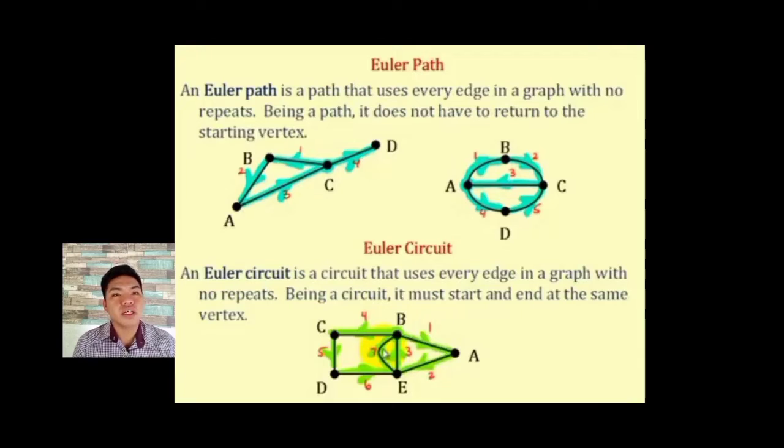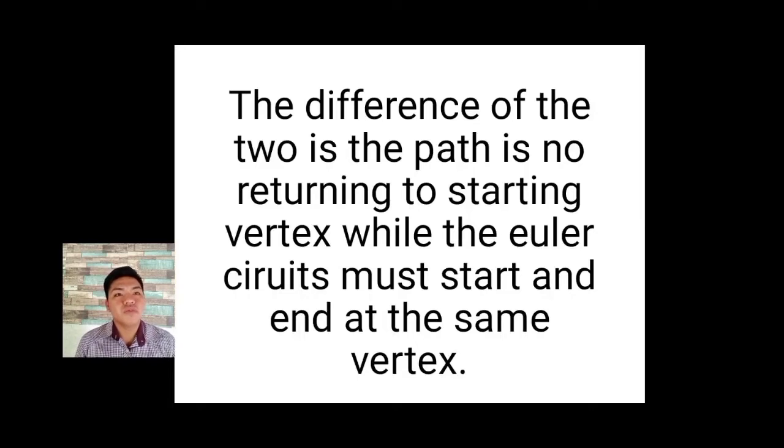So, the next example is the Euler circuit. Makita natin yung parang pencil, makita natin yung arrow kung pupunta saan. So nag-start siya sa letter B. We start at letter B, from B to A, to A to E, back to B, back to C, to D, to E, and back to B. So yan po. The difference of the two is that the path does not have to return to the starting vertex, while the Euler circuit must start and end at the same vertex.